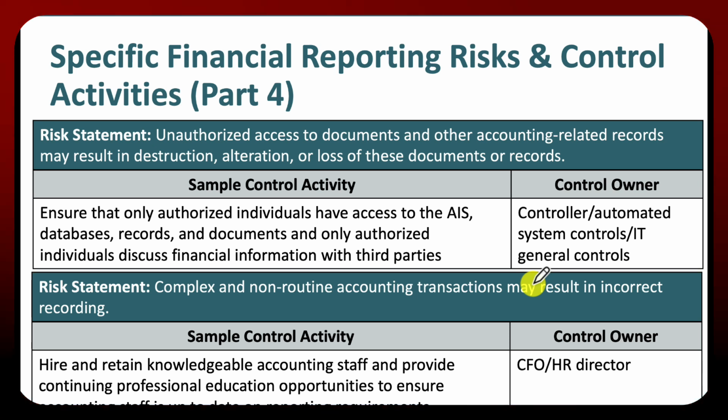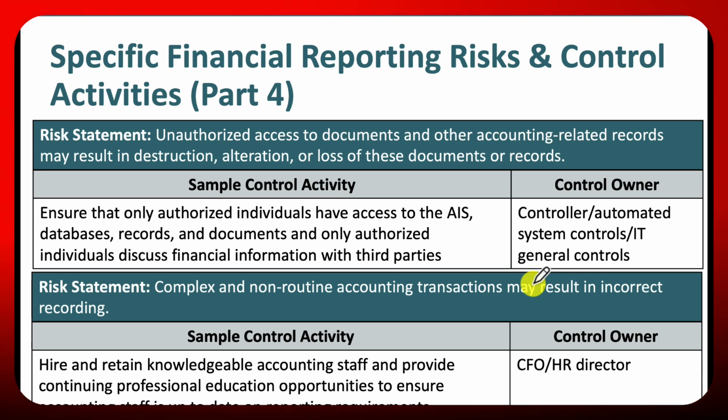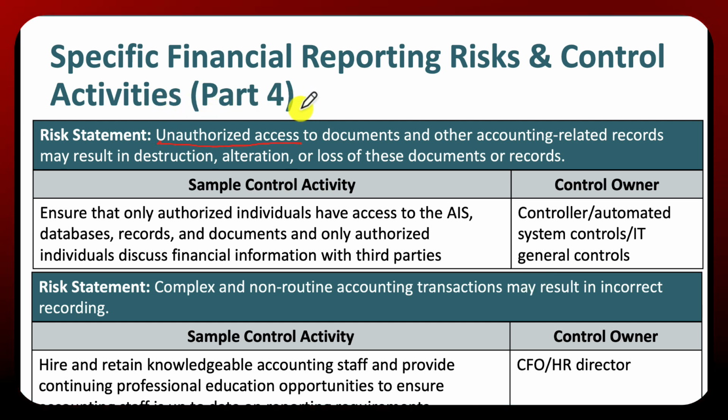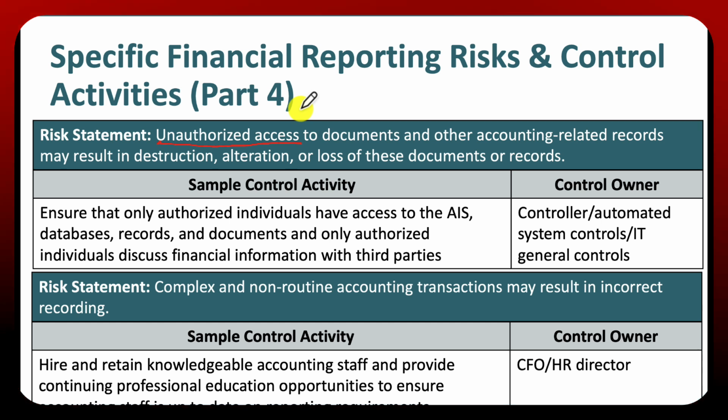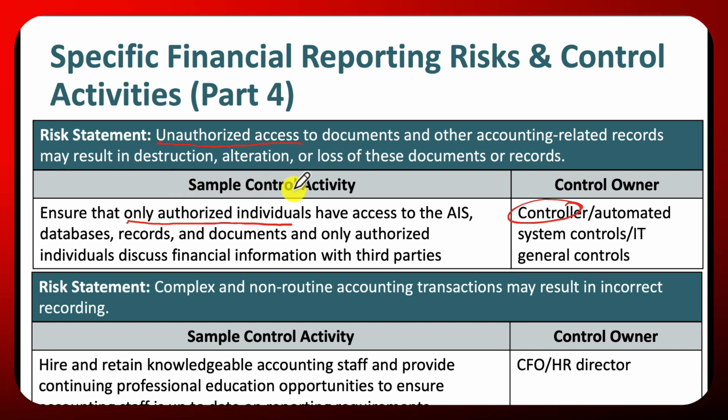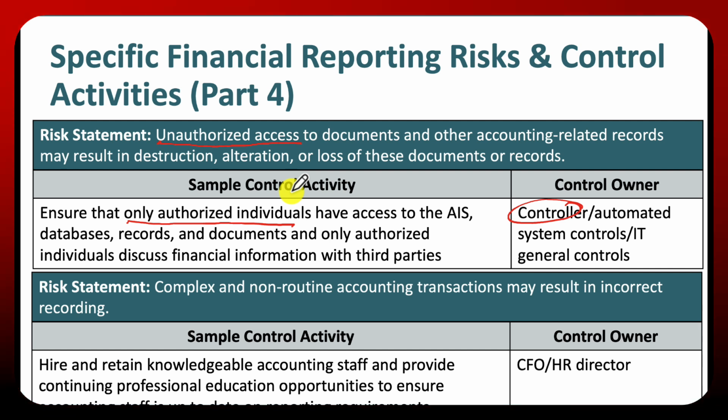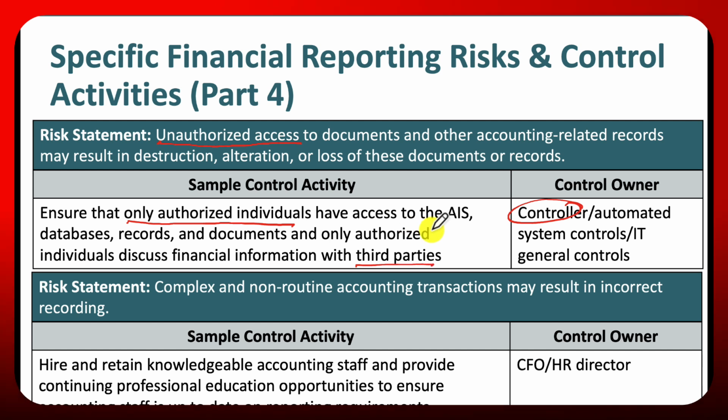Another risk that we might have when we're discussing specific financial reporting risks and control activities is unauthorized access to documents or records, and these records could be destroyed, altered, or lost. So in this case, the controller or an automated system or IT general controls could hopefully ensure that only authorized individuals have access to the accounting information system or databases or records and documents, and that only these authorized individuals discuss financial information with third parties.